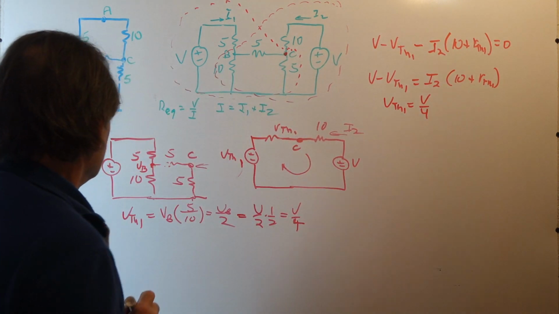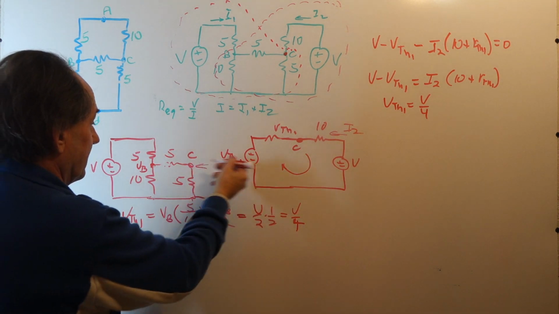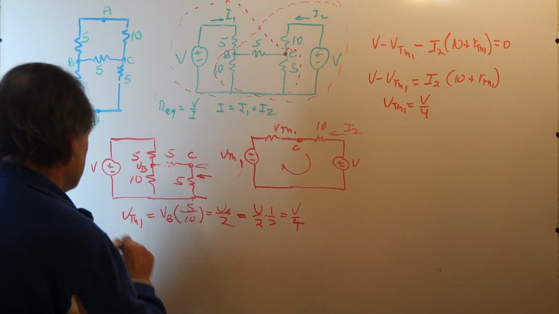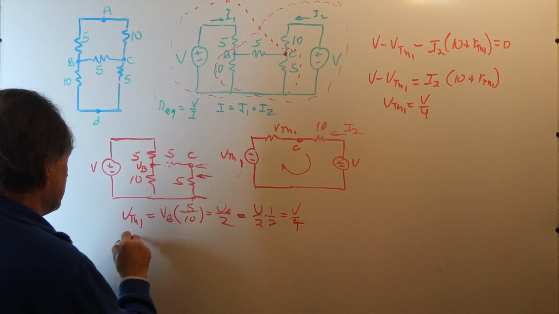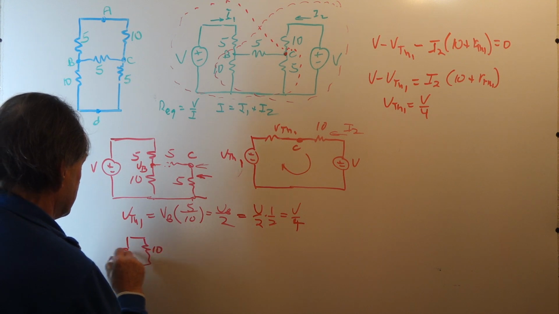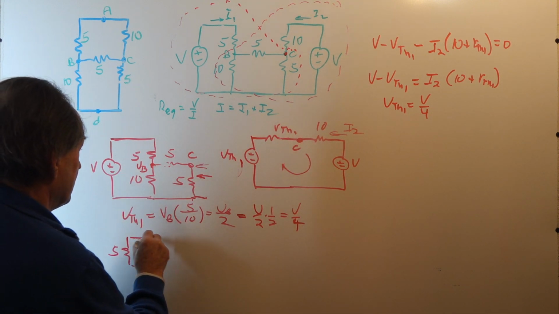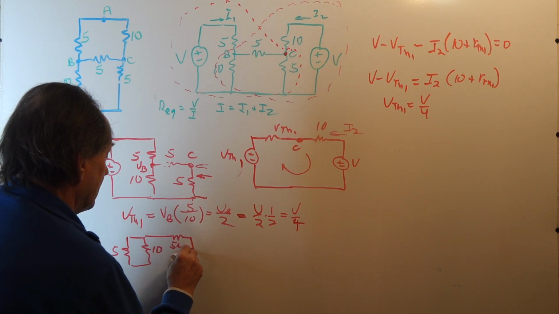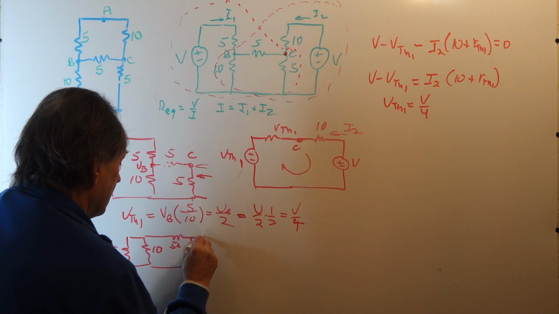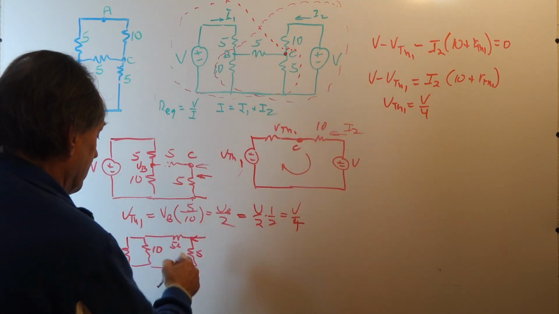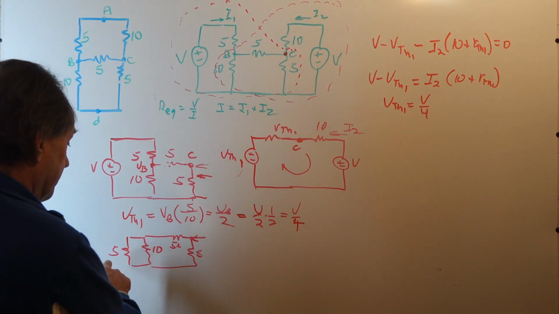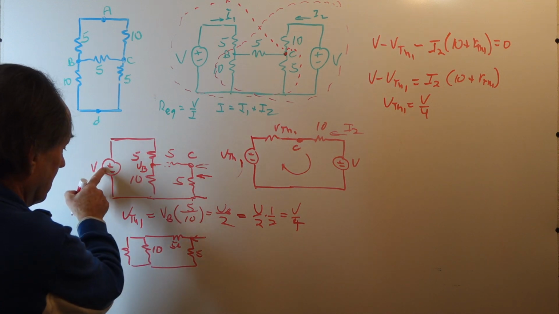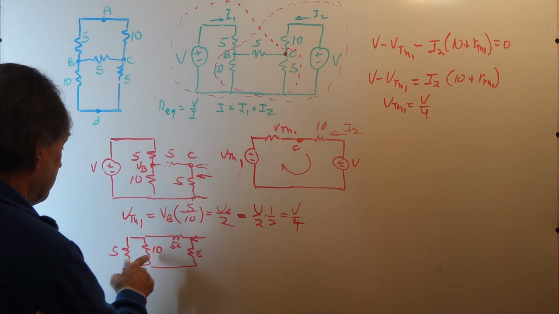Now, how about RTH? Well, RTH is the equivalent resistance looking in here when we kill the voltage source. If we kill the voltage source, we have our 5 ohm resistor in parallel with the 10 ohm resistor, which is in series with the 5 ohm resistor, and that will be in parallel with the 5 ohm resistor here. So we have, this is the equivalent resistance looking at the equivalent network when we kill the voltage source V. So 5 in parallel with 10.